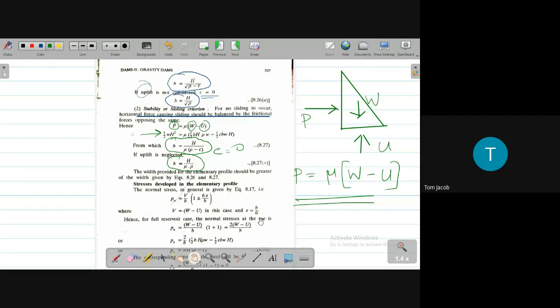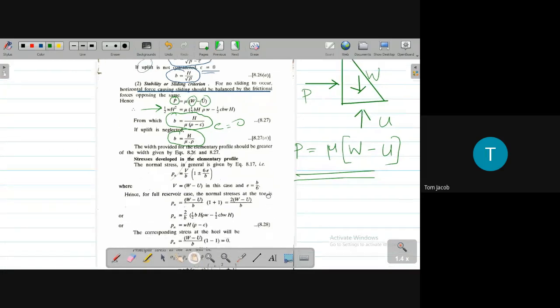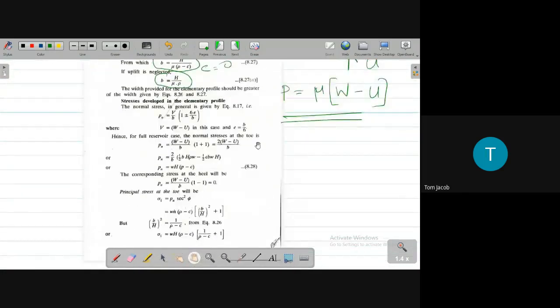and now we will be moving on to the stresses developed in the elementary profile. Okay, until now we have found out the forces acting on the elementary profile, we have expanded the terms P, W and U, and we also found out the base width due to two criteria, that is stress criteria and sliding criteria. Now we will be moving on to find out the stresses developed in the elementary profile, and finally we will be deriving an equation for the principal stress.